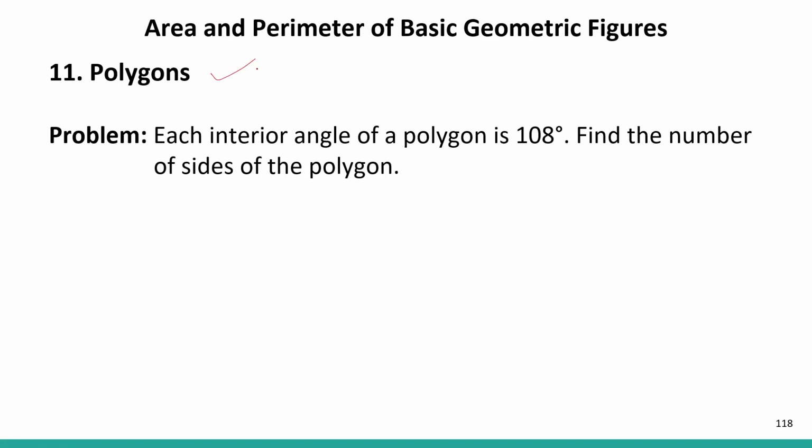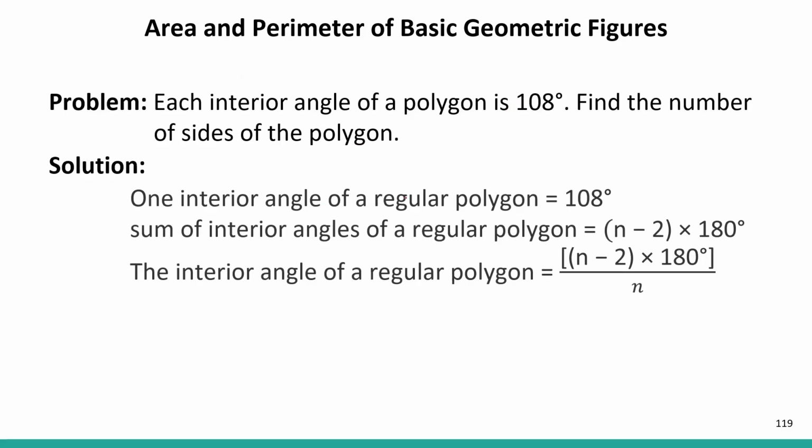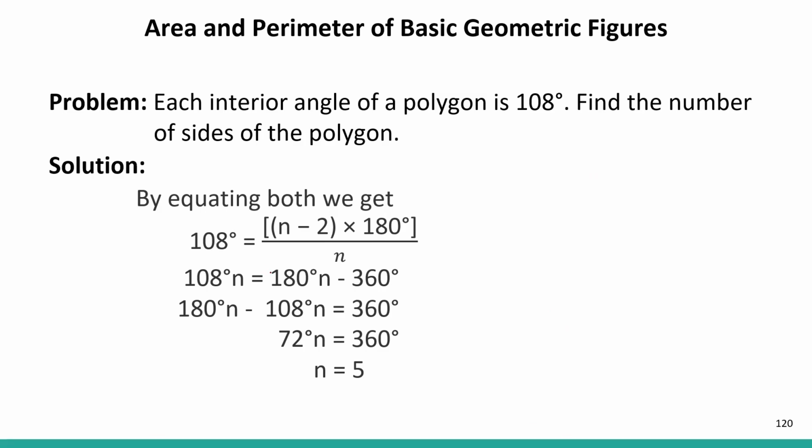So let's try to see the 11th kind of question: each interior angle of a polygon is 108 degree, find the number of sides of the polygon. Okay, so one interior angle of the regular polygon is this much. All the interior angles of a regular polygon are equal. So the sum of interior angles of a regular polygon is (n minus 2) into 180, so each angle will be equal to (n minus 2) into 180 by n. So let's set this equal to 108 degree. So 108n is equal to 180n minus 360. Solving this, we are left with 72n is equal to 360. So n is equal to 5 will be the answer.